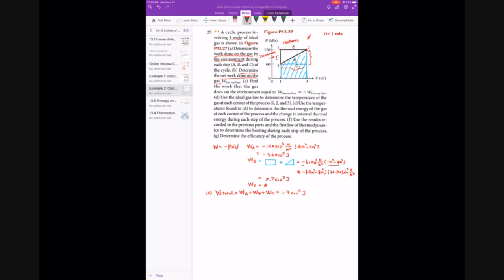Now part C asks you about the work done by the gas on the environment. Well, this is going to be the negative of the total work that you got from part B.